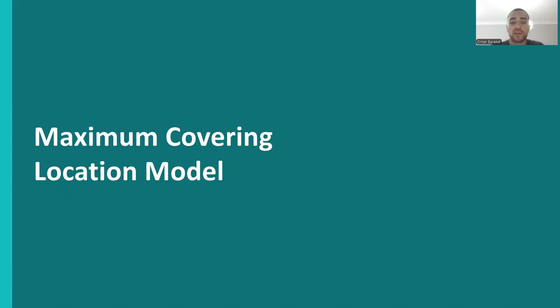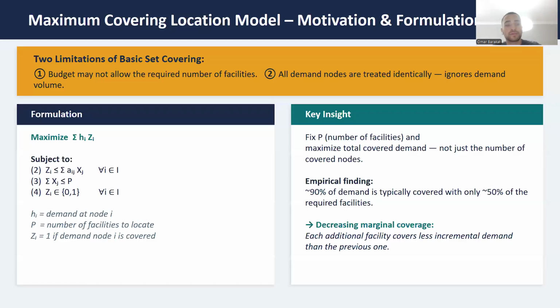The maximum covering location model addresses both. We fix P, the number of facilities we can afford, and maximize the total covered demand rather than covered nodes. As you can see here in our model, we are trying to maximize total covered demand, subject to these constraints.